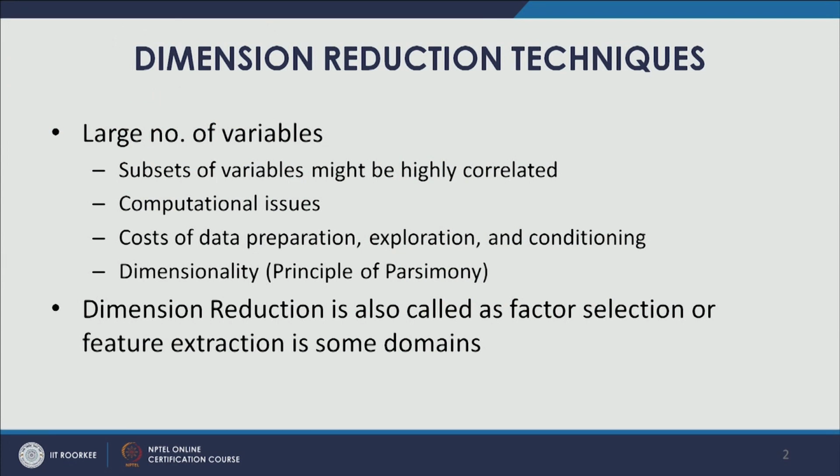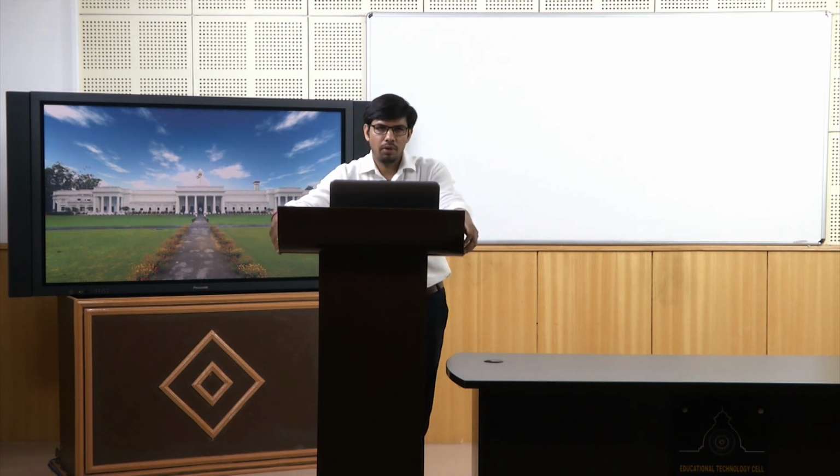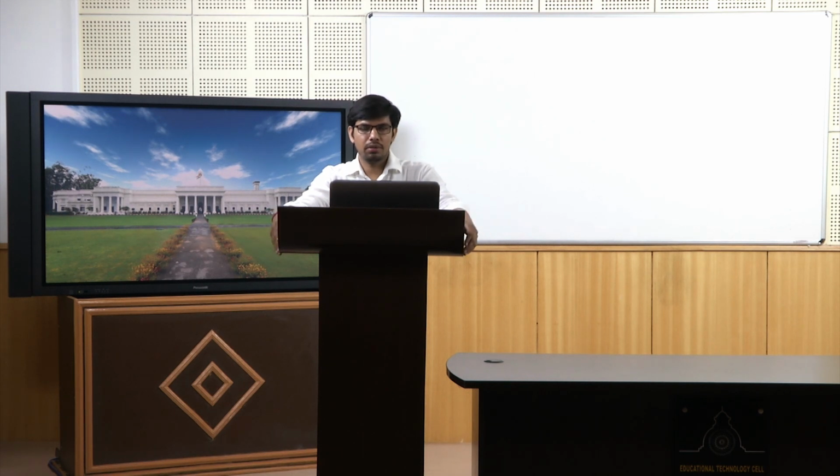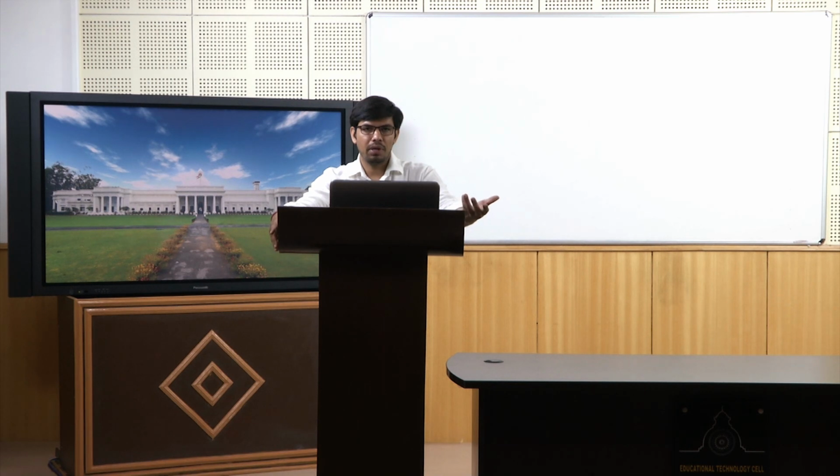Then there are computational issues as well. For example, if we are dealing with too many variables, computation might take more time, especially if you are running different variants of your techniques and so many candidate models are there. Too much time would be required to do your modeling exercise, so for that also we would like to reduce the number of variables. Another reason could be the cost of data preparation, exploration and conditioning. We talked about this phase and the kind of things we are required to do. That might take more time if there are more variables. For example, the visual techniques that we covered might require more time, and so the cost of modeling would go up.